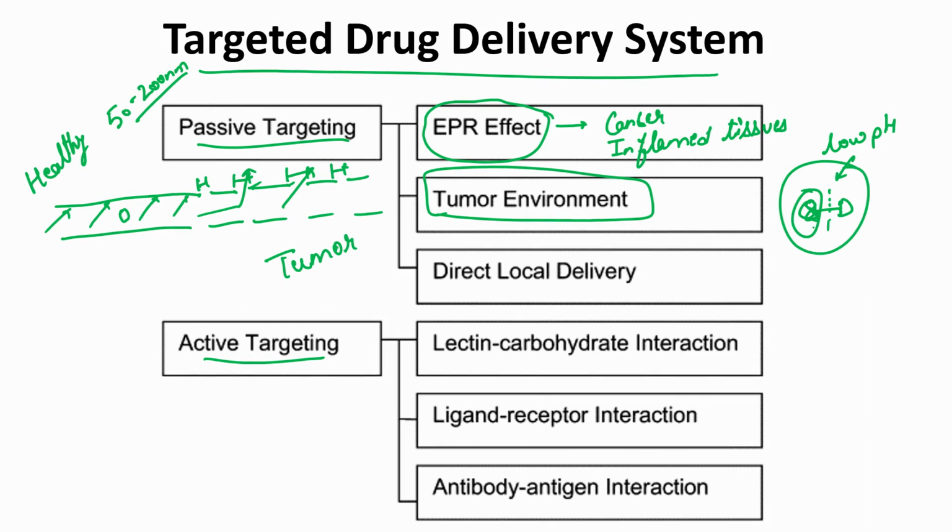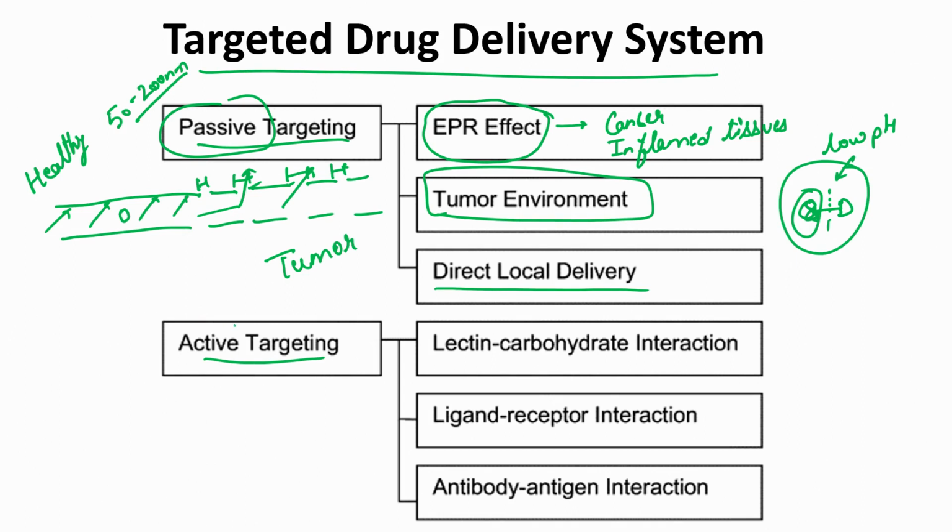So, these are all good, but these are again all passive targeting, there is no active targeting involved. Obviously, one other method is to use a direct local delivery. So, if it is for lung you directly give it through inhalation, and if you want to deliver it to the tumor and you have a big tumor, you can directly inject it into the tumor itself. So, that is also categorized in the passive targeting.